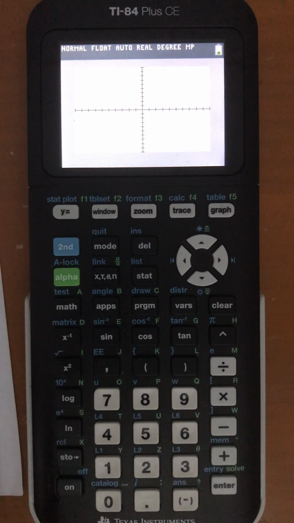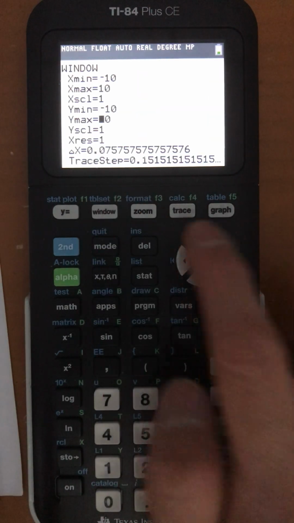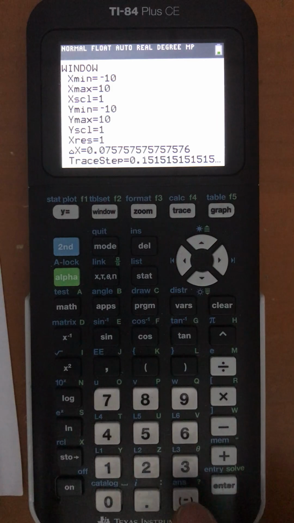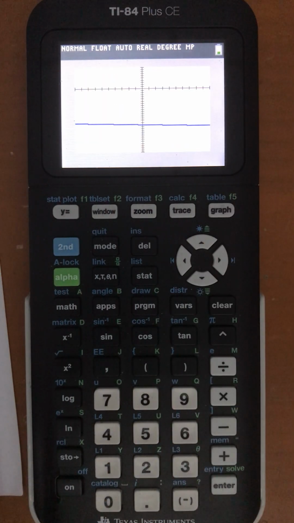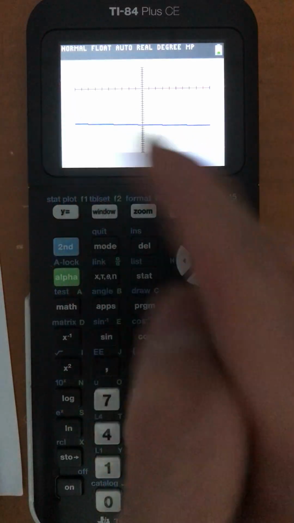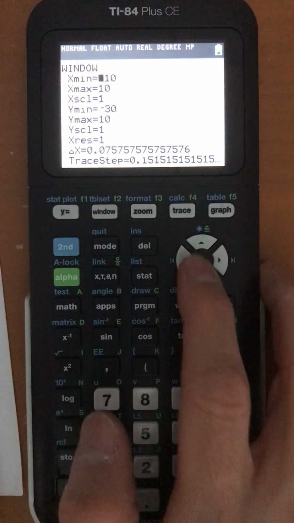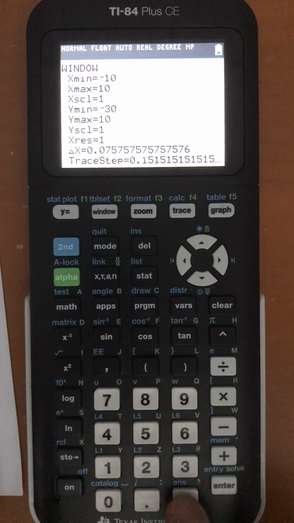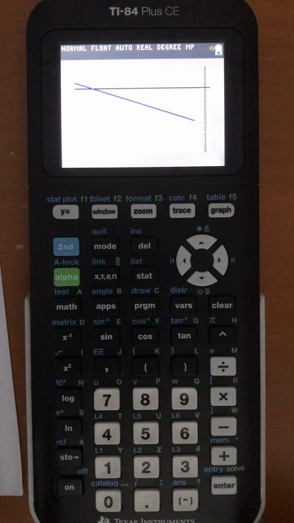So I know there's a y-intercept of -17, so I'm going to go to window. And let's make a y min of at least -17. So let's go to -30. Let's graph that. Okay, I got a y-intercept, but the line goes up this way. So I have an x-intercept way this way. So I'm going to adjust my window, and let's go to an x min value of negative 300. And then there we go. I can clearly see y-intercept and x-intercept.